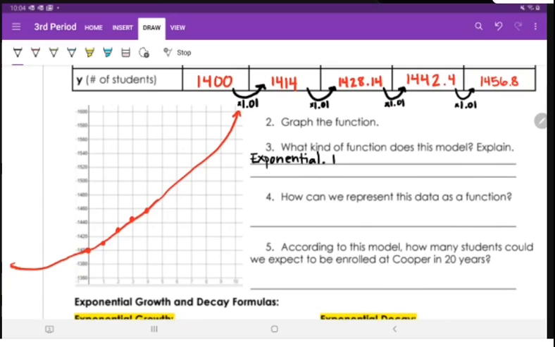The reason is because the y values change multiplicatively. This should ring a bell. We talked about this last week. When your y values change using a multiplication pattern, that's when you know you have an exponential function.